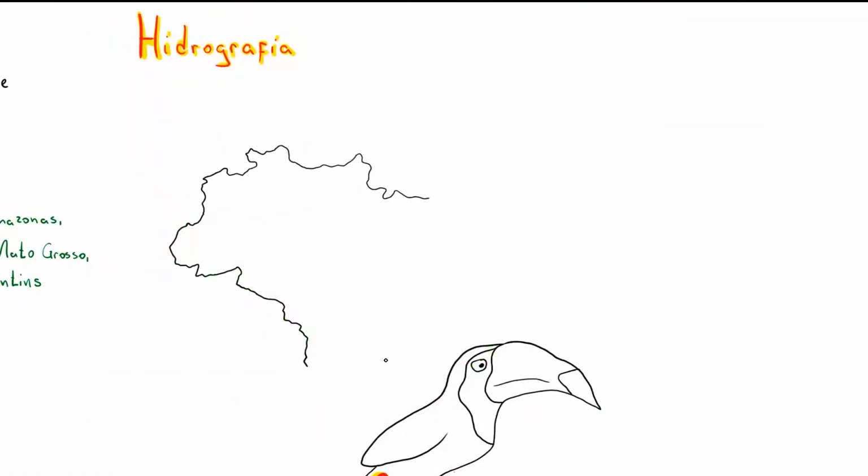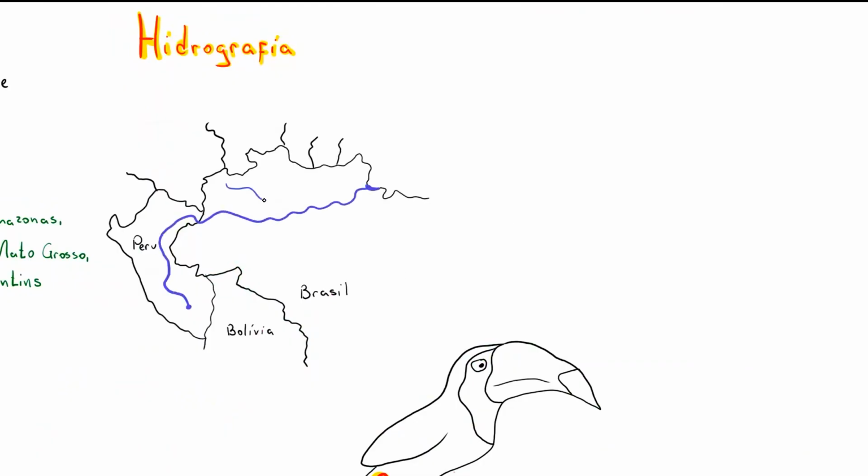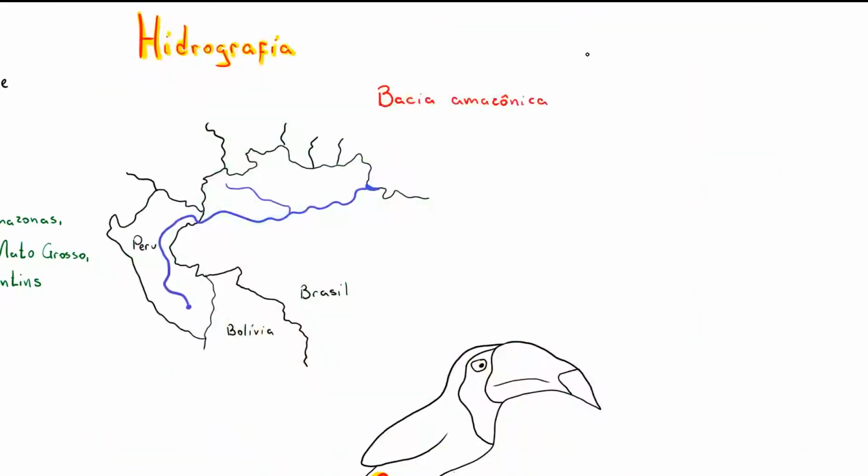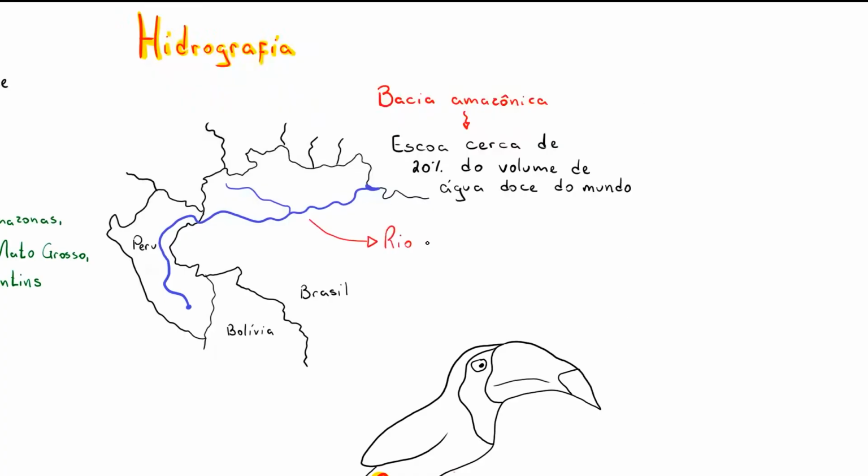Now let's talk about another extremely important subject, which is the Amazon's river system. And here the main highlight is the Amazon basin, which is the entire water catchment area, right, in short. And through this basin, an incredible 20% of the world's fresh water volume flows, approximately. And within the Amazon basin, the main highlight is the very famous Amazon River, which is simply the largest in the world in terms of water volume.